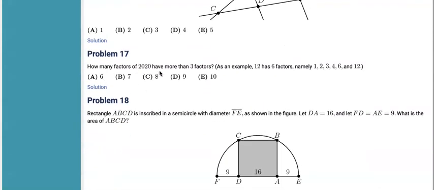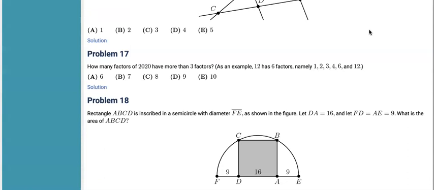Problem 17, how many factors does 2020 have more than 3 factors? Okay, well, this is kind of a pain, right? More than 3 factors, what does that even mean? Well, I guess we can just get rid of the ones with exactly 3, 2, or 1 factor. So 1 factor is obviously just 1. 2 factors is obviously just the primes. How many prime factors are there? It's been so long since I've factored this. Like 4 times 505. It'd be 2 squared times 5 times 101. So there should be 3 distinct prime factors.